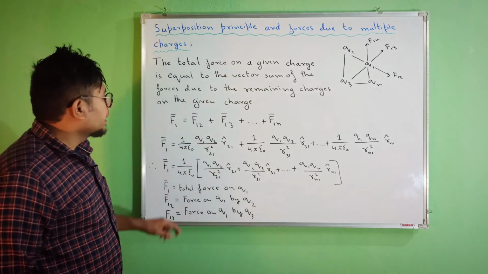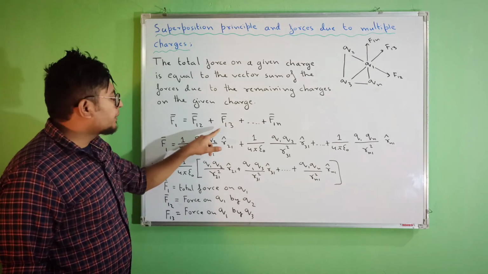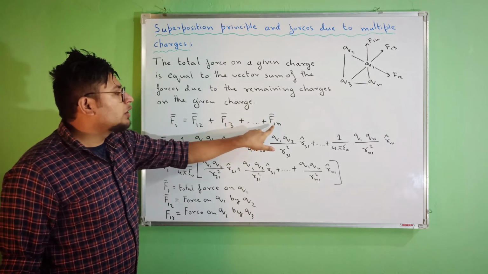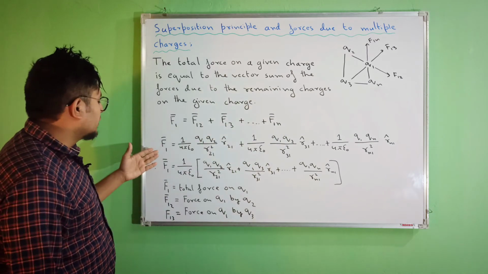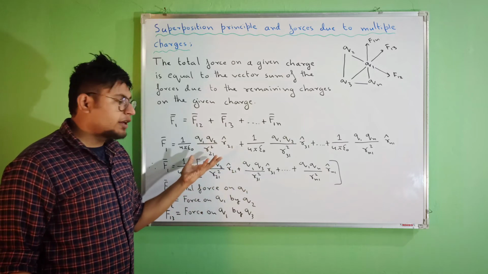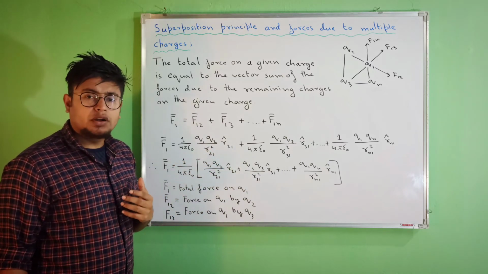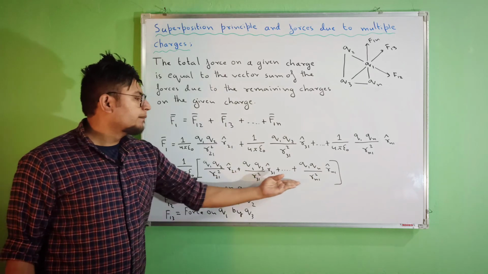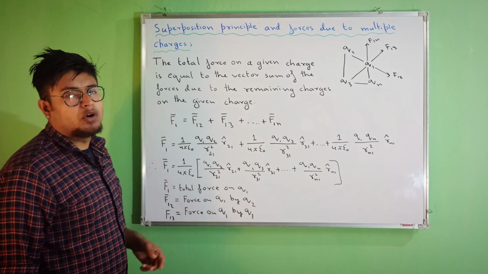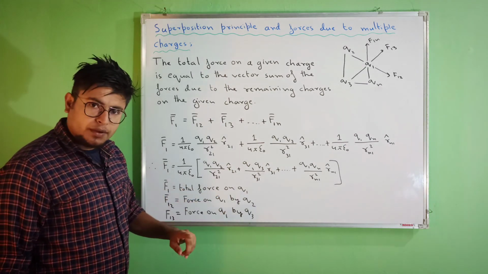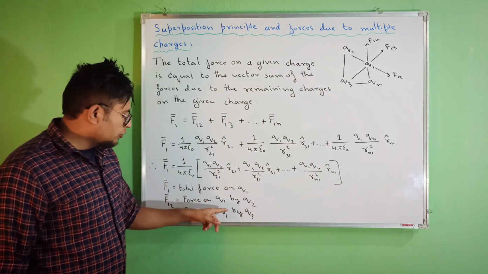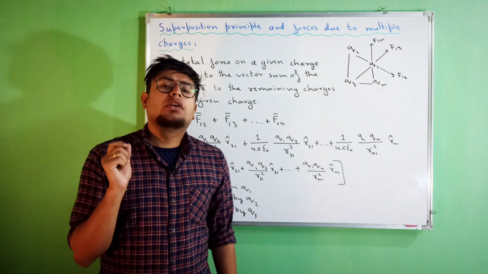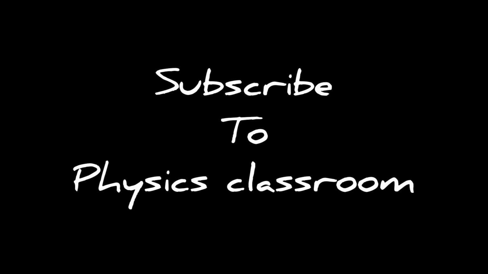This is the superposition principle. And here, F12 is the force on Q1 due to Q2, F13 is the force on Q1 due to Q3, and F1n is the force on Q1 due to the nth charge. So, as usual, taking the vector form like we did in Coulomb's law in vector form, we write all this in that particular form, and what we get is this equation, taking 1 by 4 pi epsilon naught common. Here F1 is the total force on Q1, F12 is the force on Q1 by Q2, and F13 is the force on Q1 by Q3. So this is your superposition principle, and also the force on a given charge by multiple charges.